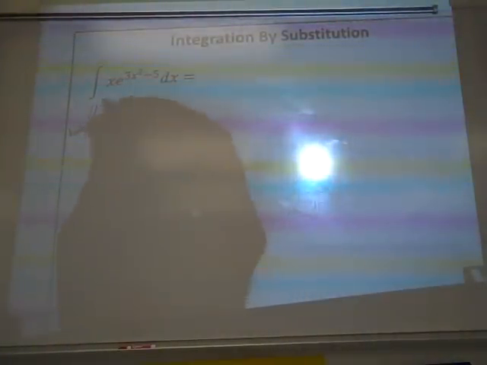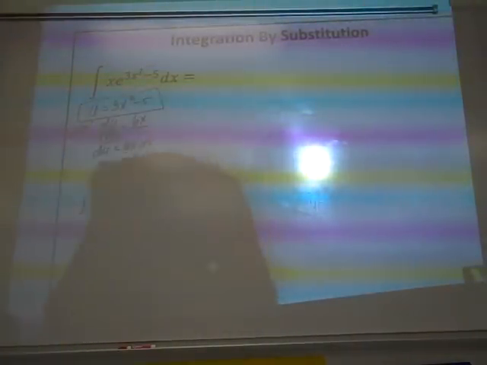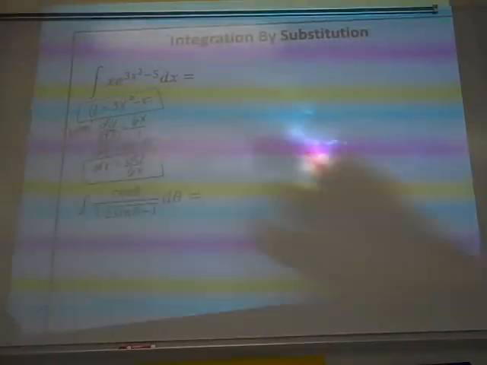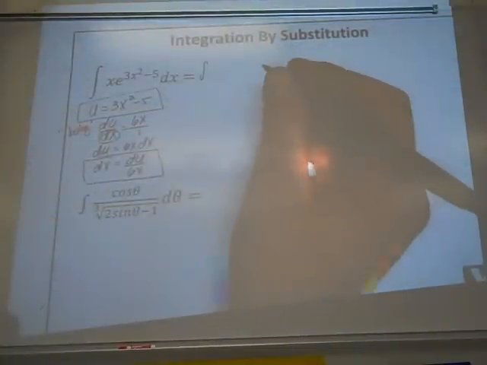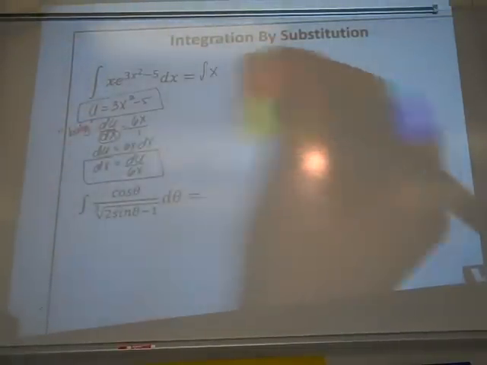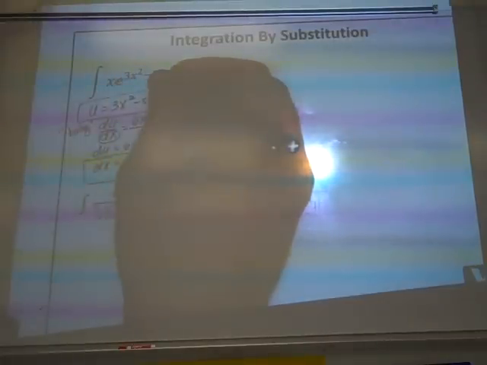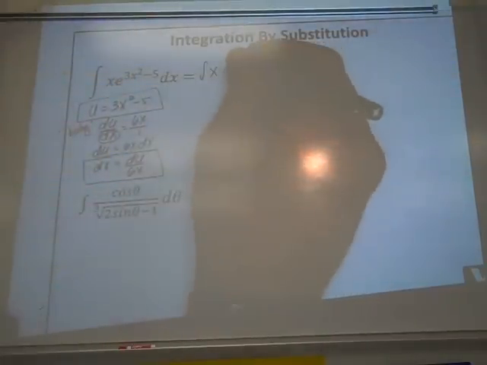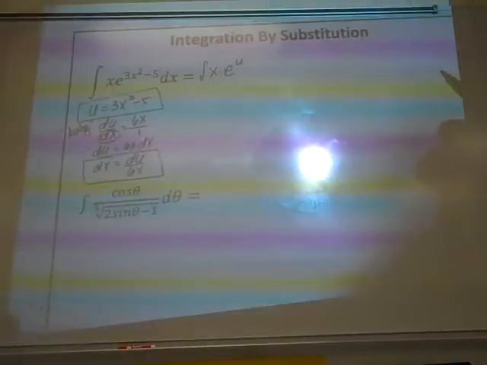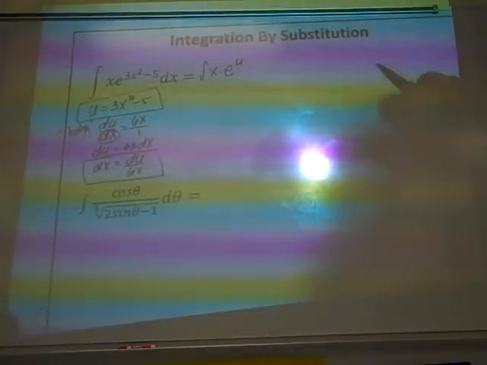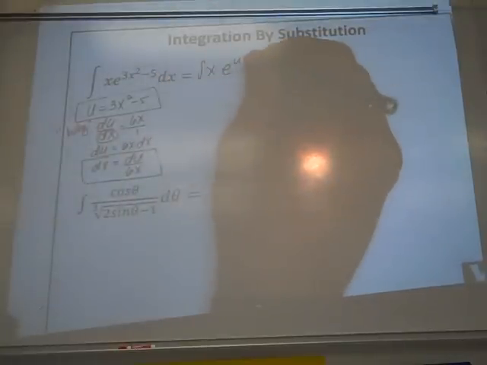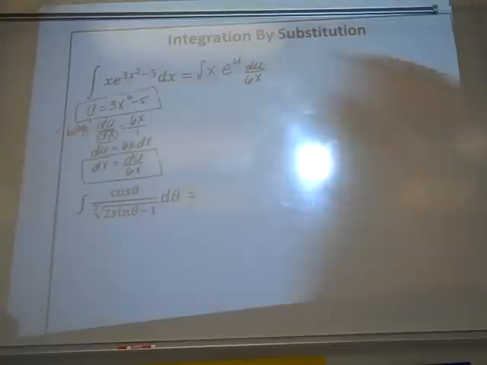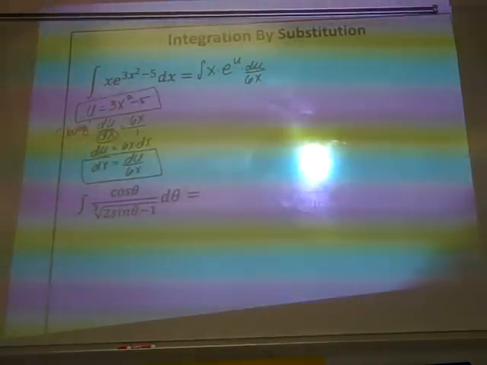At this point, I have an expression for u. I have a new expression for dx. I'm going to go back to my integrand. We're going to leave the x alone at first. e to the 3x squared minus 5. Since we know 3x squared minus 5 is equal to u, I don't have to write that anymore. I can just call that u. dx, this expression over here, we know is the same thing as du divided by 6x.